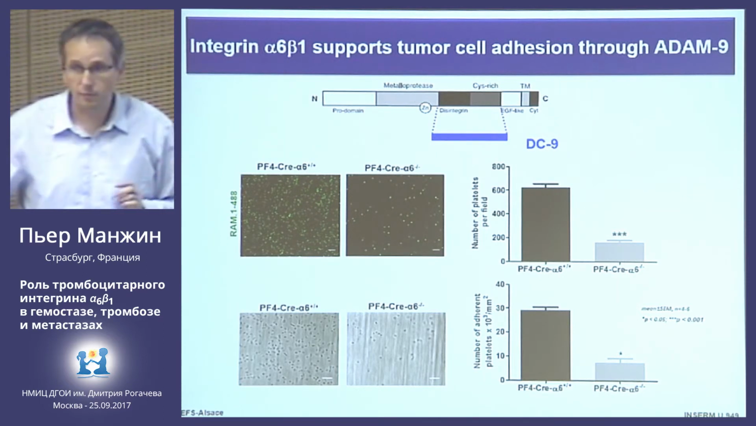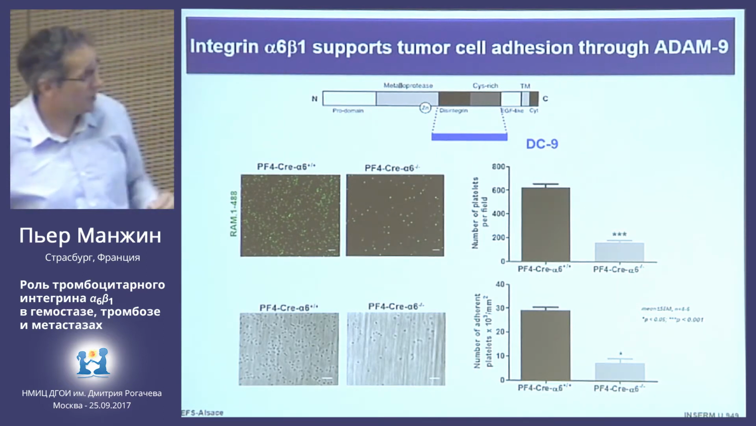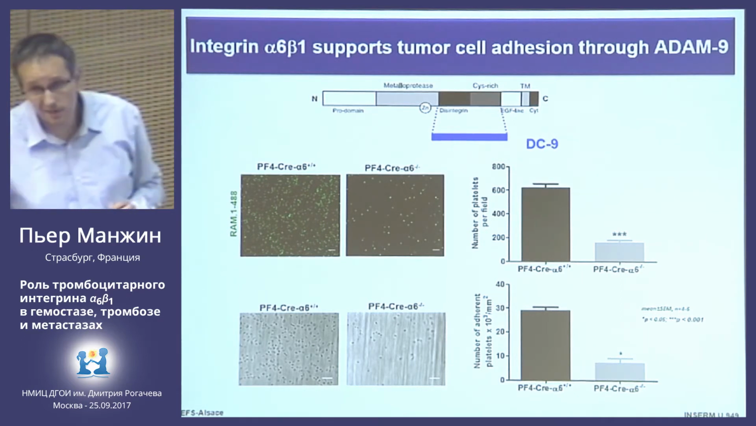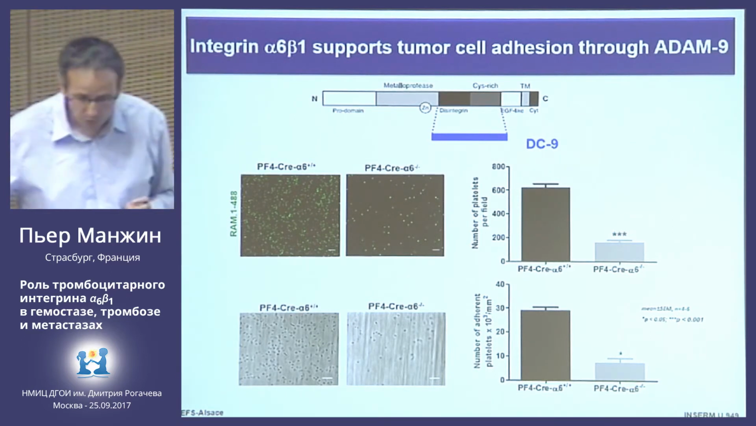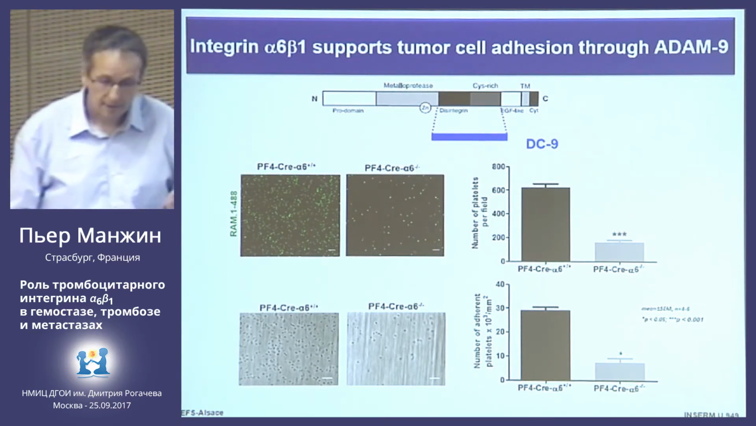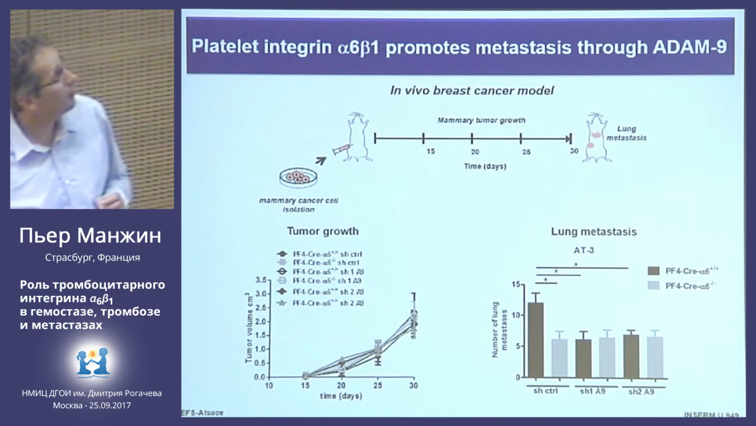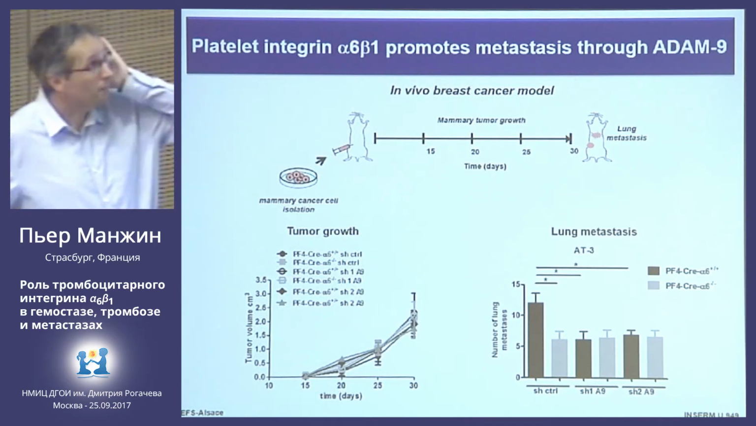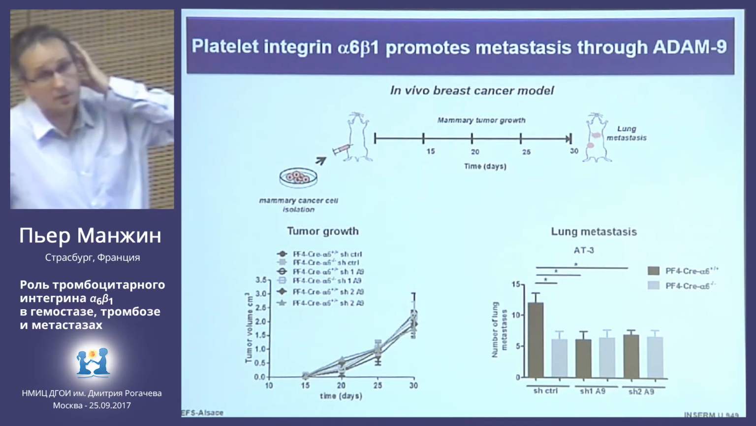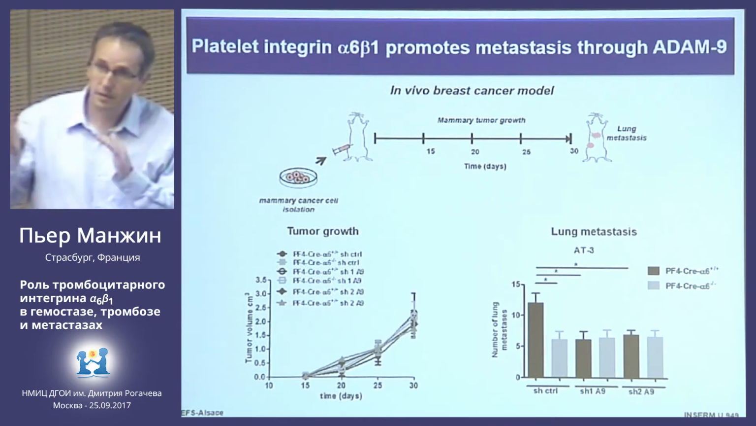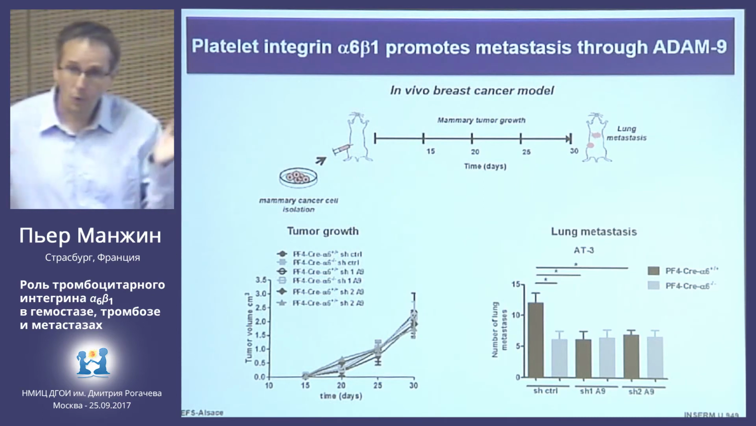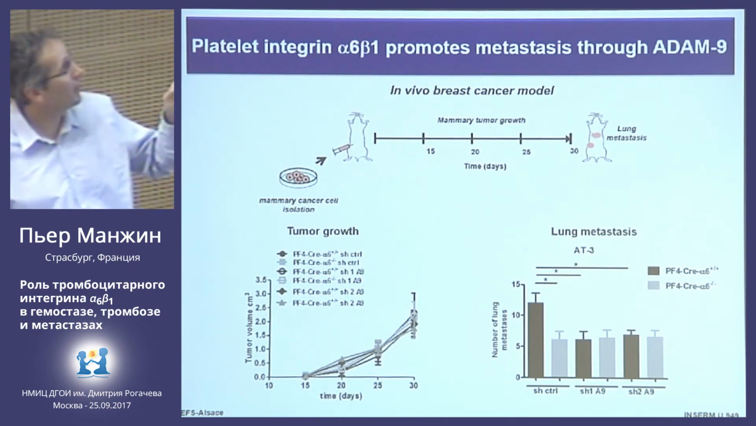We also did this under flow conditions. We observed some interaction of platelets on the ADAM9 peptide that was again reduced when we used blood from α6 deficient mice. Then we went back to the in vivo model, and first the spontaneous metastasis model. I injected the different types of cells in wild type or α6 deficient mice.